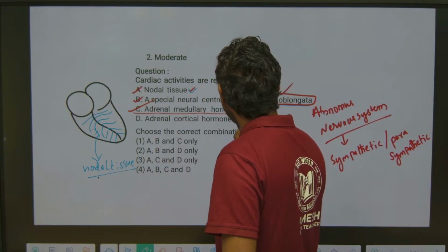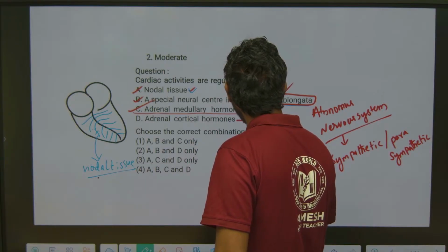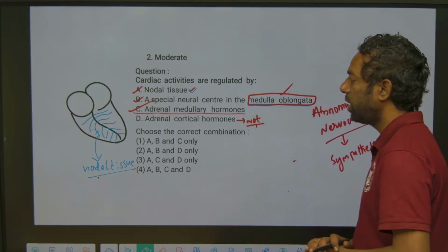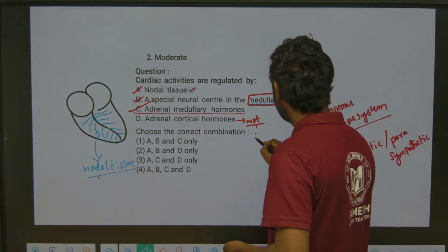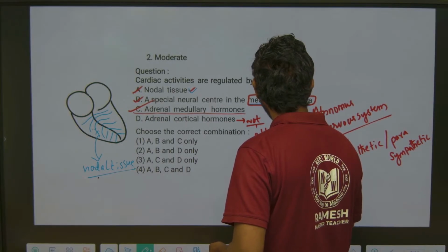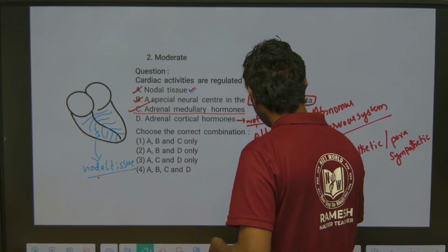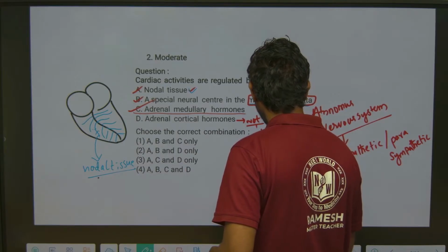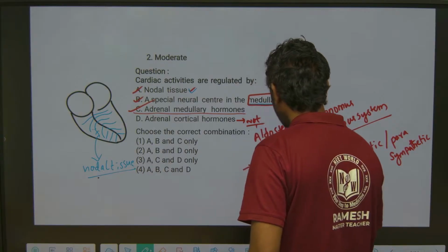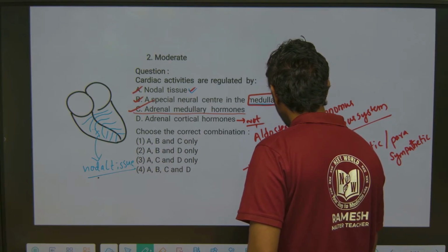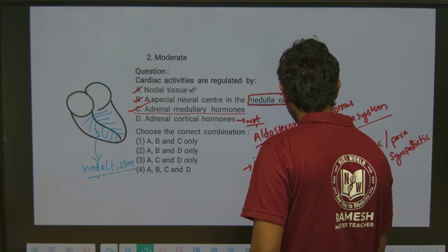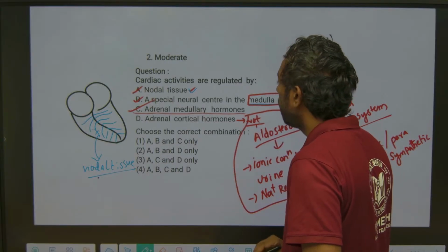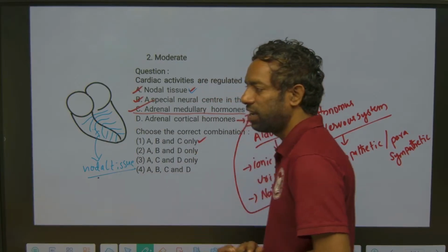And adrenal cortex hormones, this is not. This is like ADH hormones. Not ADH, it is aldosterone. Aldosterone-like hormones, the adrenal cortex produces aldosterone. It regulates the ionic concentration in the urine, which means sodium reabsorption. The adrenal cortex is about this action. So what is the answer? The answer is A, B, C only.